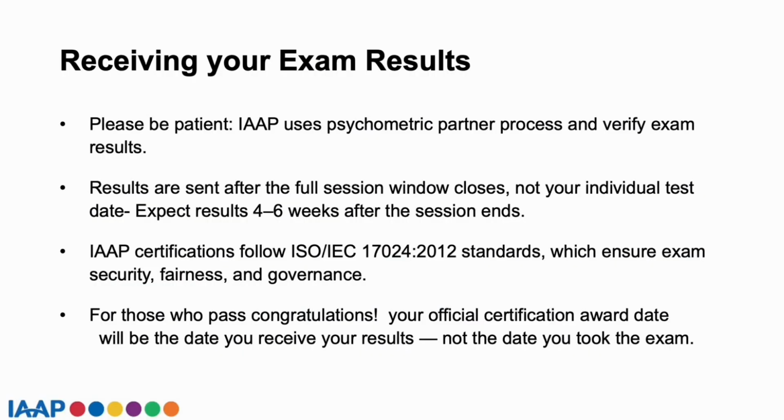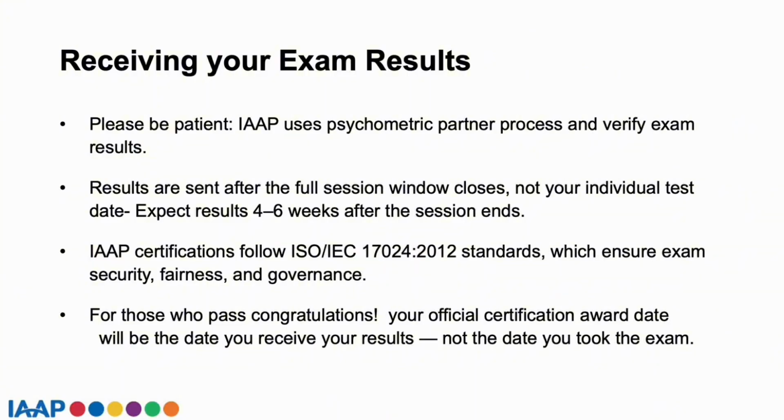Please be patient as IAAP uses a psychometric partner to process and verify the results. Exam results are released after the session window closes, not your test date. Expect results 4 to 6 weeks after the session closes. All IAAP certification programs and management processes follow the ISO/IEC 17024:2012 standards that guide the security and governance of certification exams for individuals or people. These are also accepted standards for proctored examinations in higher education and universities.